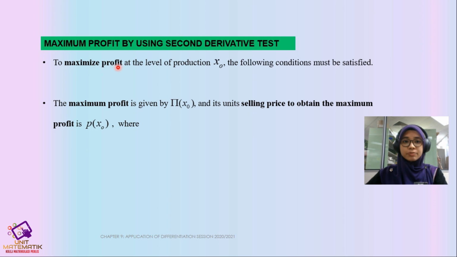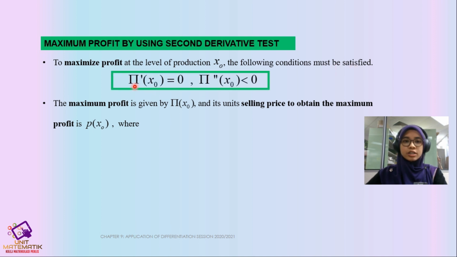In order to maximize profit at the level of production x0, the following conditions must be satisfied: π'(x0) = 0, and also π''(x0) < 0. This is to find the production level. The second derivative being less than 0 shows that the curve is concave down, which means this is the maximum. Therefore, it obeys the statement that we need to maximize the profit.